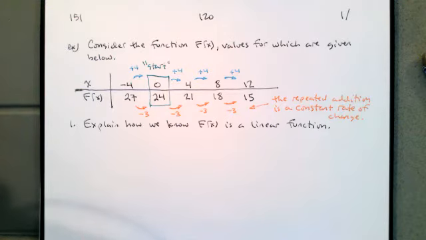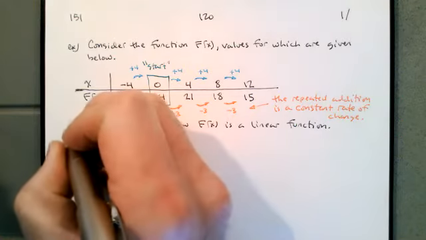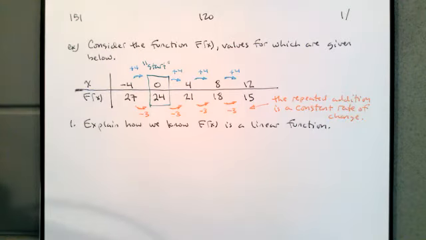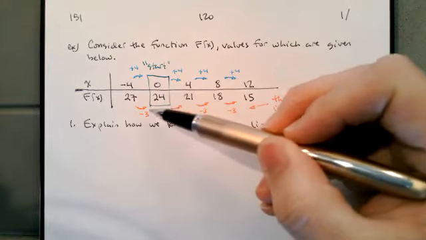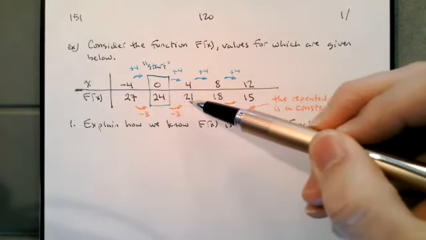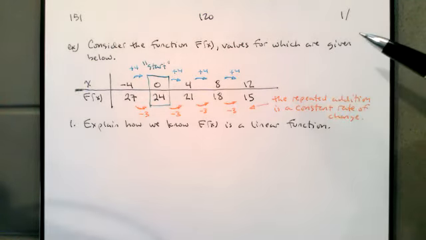Consider the function capital F at x, values for which are given below. So we're given a table of values: negative 4, 27, 0, 24, 4, 21, 8, 18, 12, 15. And the first question would be, how do we know that we're looking at a linear function? What we see is a pattern of repeated addition. So from 27 to 24 is a decrease of 3, from 24 to 21 is a decrease of 3, and so on. We're always subtracting 3.